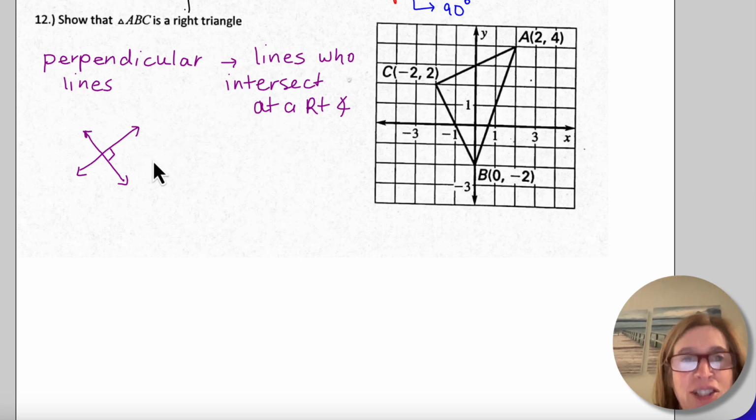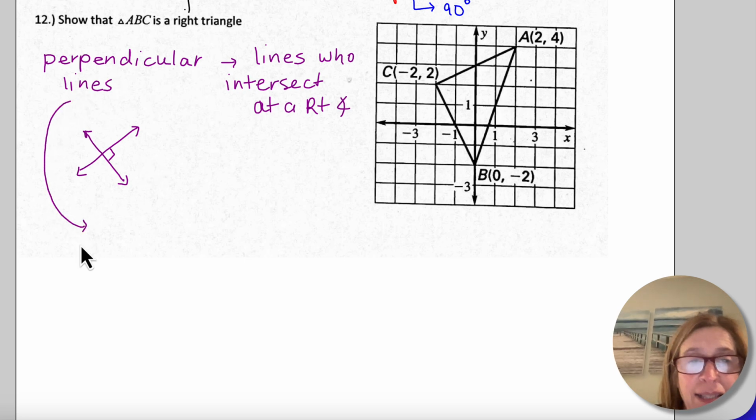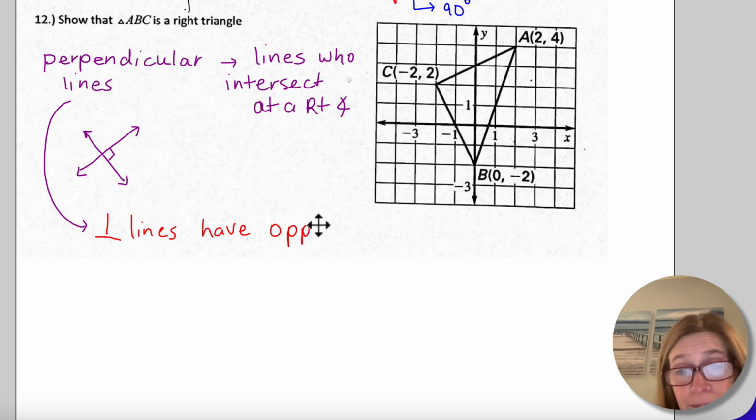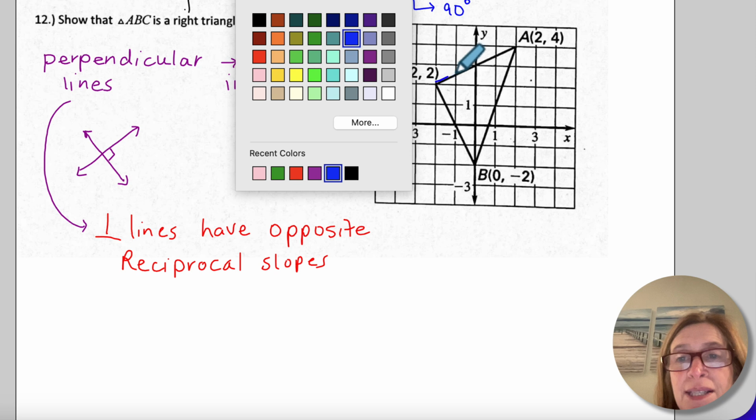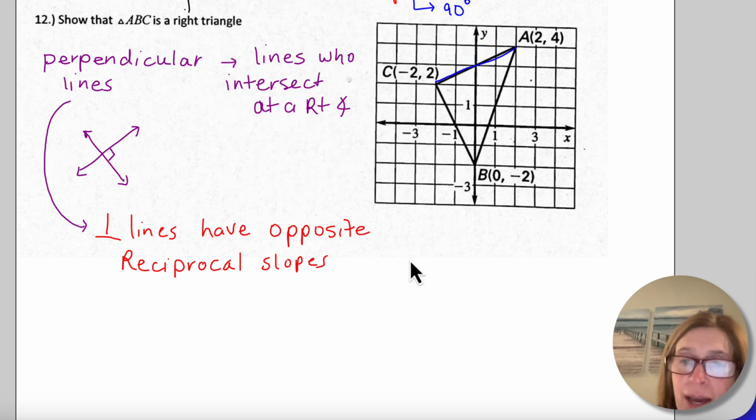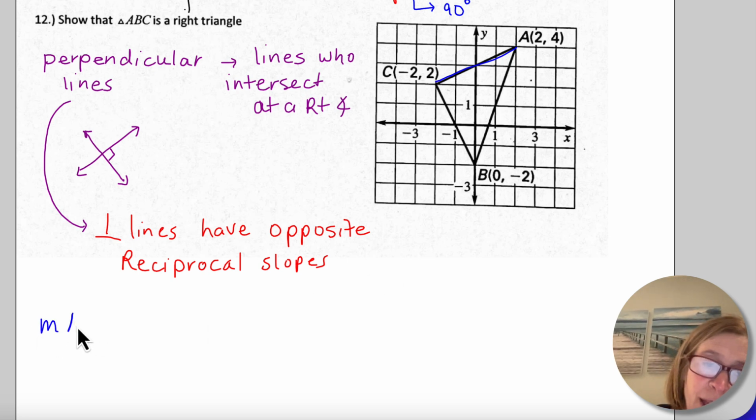So, all right, let's talk about perpendicular lines. What you've learned recently is that perpendicular lines have opposite reciprocal slopes. So in looking at this triangle over here, I'm going to try and see what the slope of this line here is. I'm going to call that line AC, and I'm going to try and find the slope of AC.